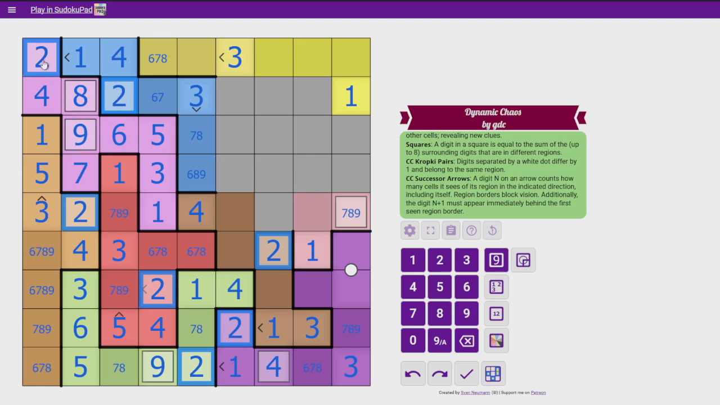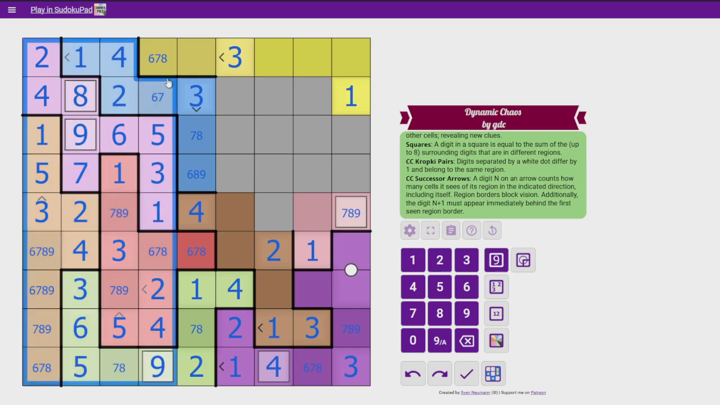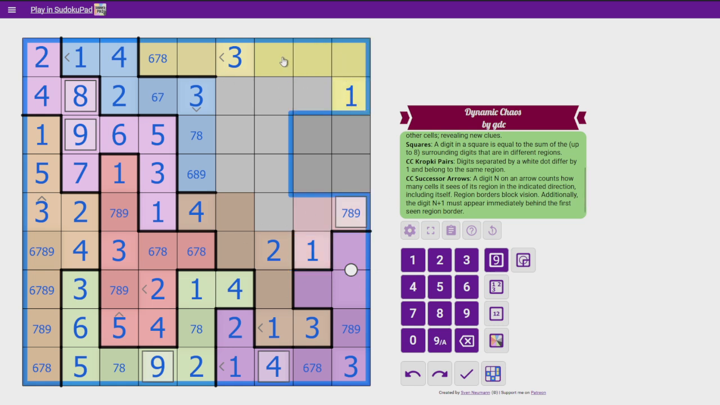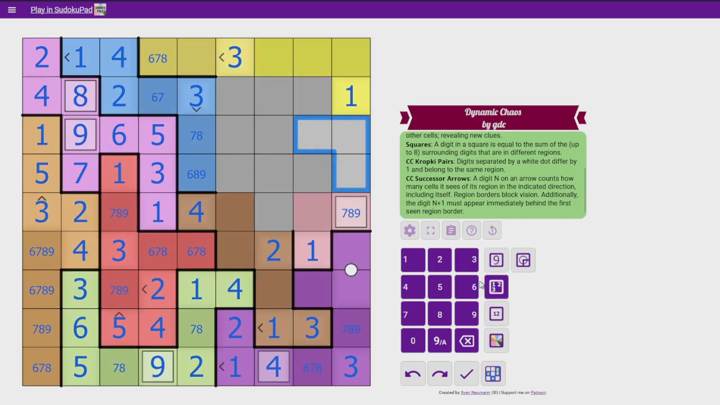Sorry, I need to visualize this better. Let me mark what the region of tan is. Yellow must get a 2 from one of those. 1, 2, 3, 4, 5, 6, 7. So there is a yellow 2 in one of these 3 cells. Definitely.